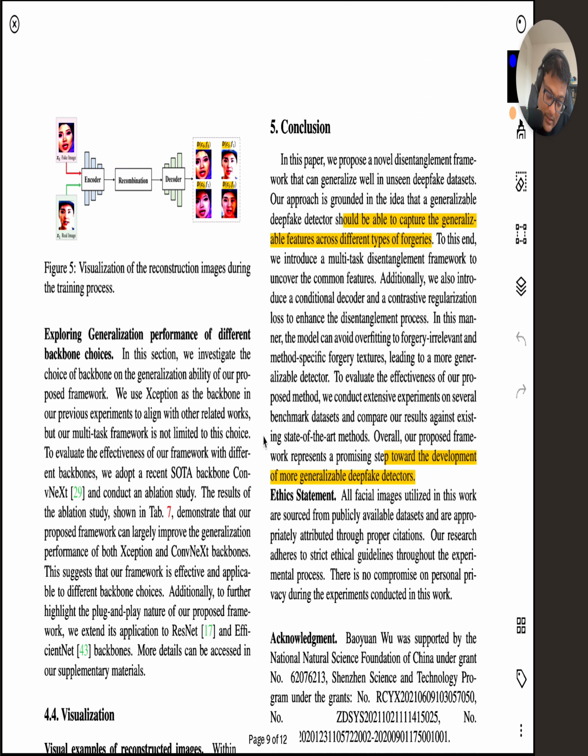And now here, what they are doing is just trying to show the different kinds of images which their models can generate.